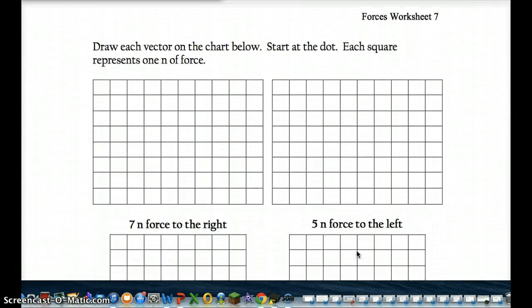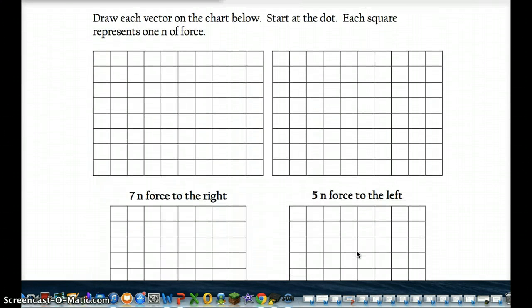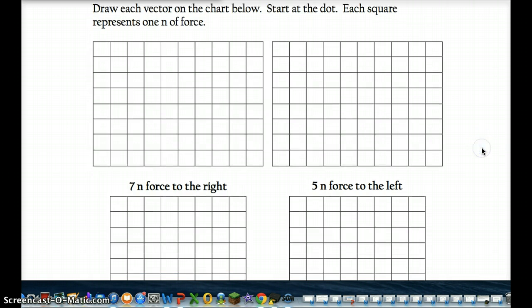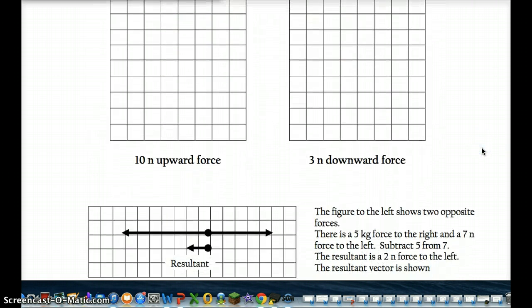When we go down here, now they want you to draw them. You're going to start by putting a dot. And in this case, we're going to go 7 newtons force to the right. So our dot goes here, and we're going to count our boxes. 1, 2, 3, 4, 5, 6, 7. In the 7th box, you would put your arrow that points to the right. Okay? You're going to complete that page.